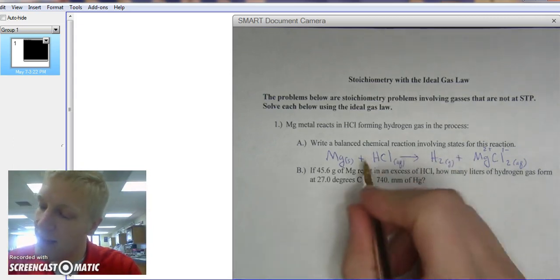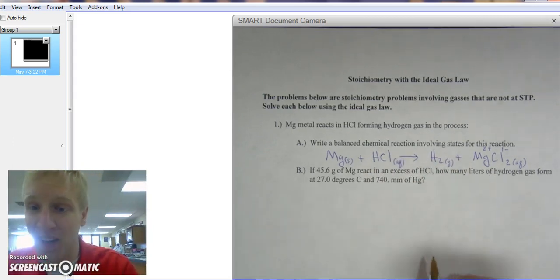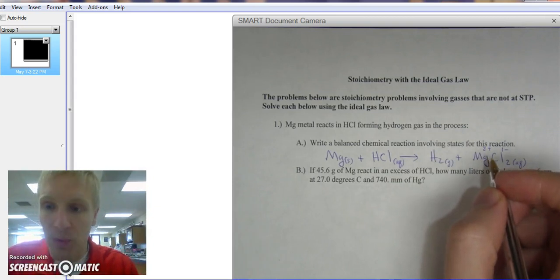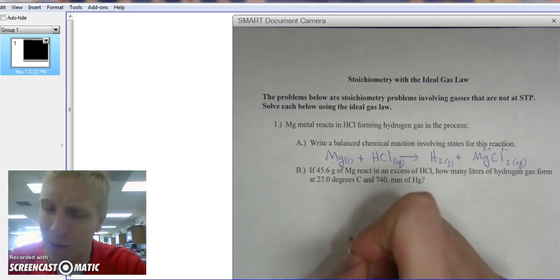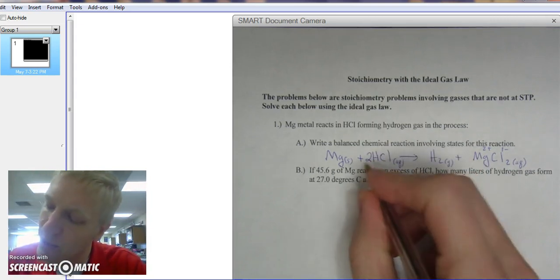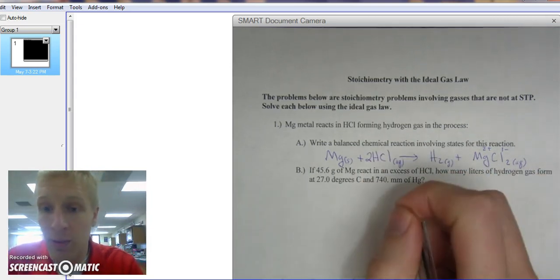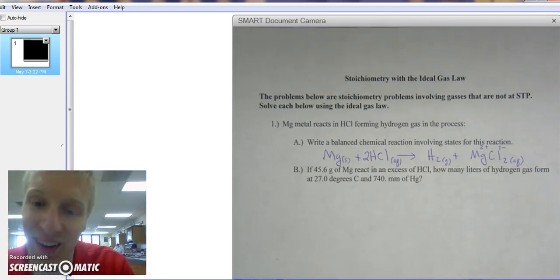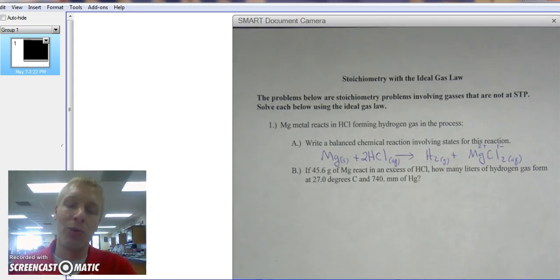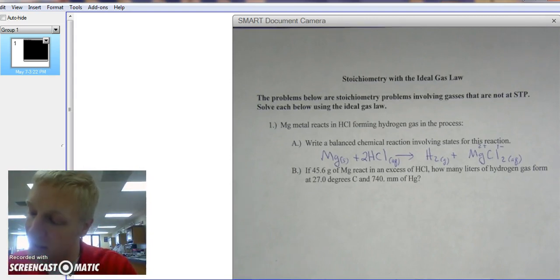Got to make sure that the law of conservation of mass is satisfied. So what we're going to do is count our chlorines. We have 2 on the product side and 1 on the reactant side. I'm going to put a 2 coefficient to give us 2. Got 2 on both sides now. 2 hydrogens, 1 Mg, 1 Mg. Looks like it's balanced. Now we can get on with this problem and start doing stoichiometry.